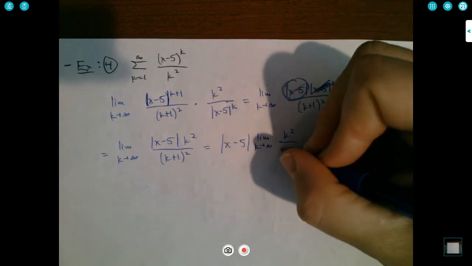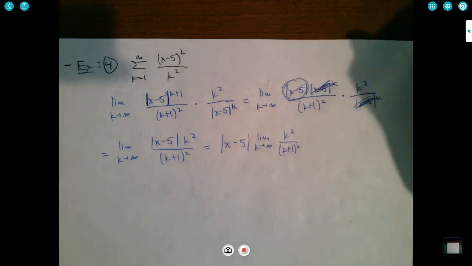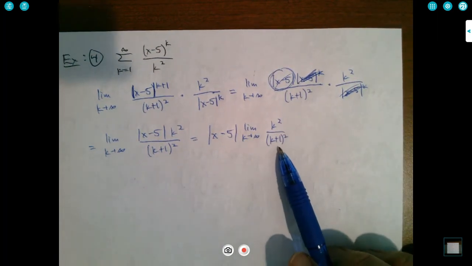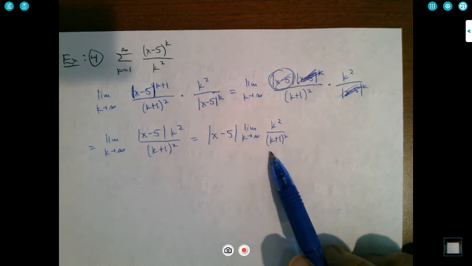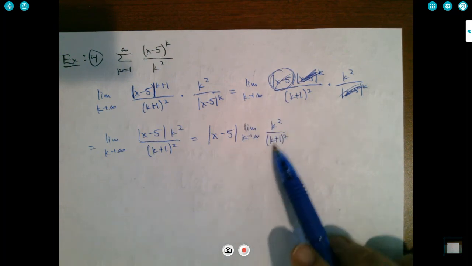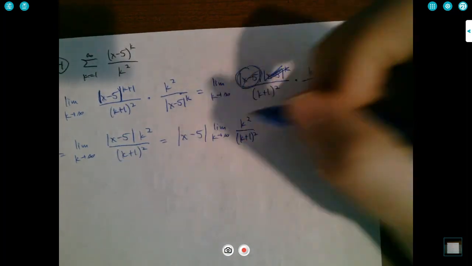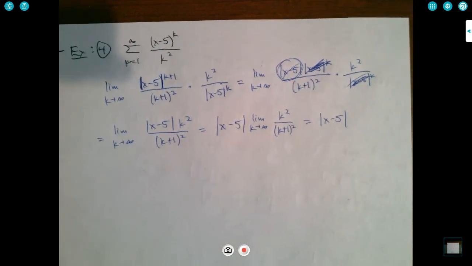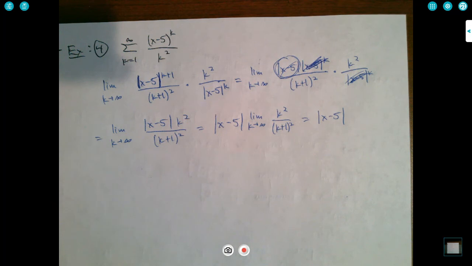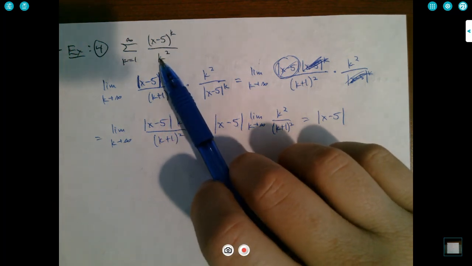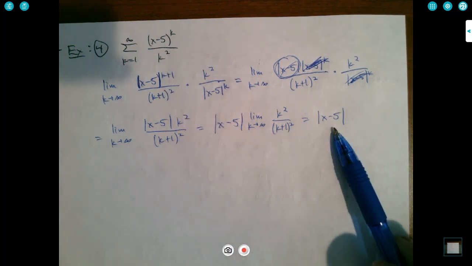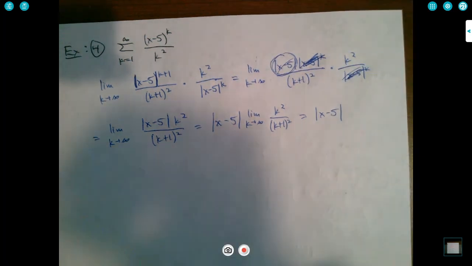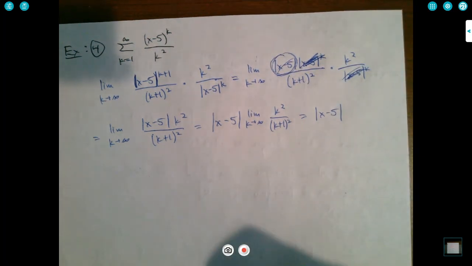K squared over (k plus 1) squared. Well, you've got a polynomial over a polynomial. The limit as k goes to infinity is going to be the ratio of the leading coefficients, which is going to be 1 over 1. So this thing goes to 1, times the absolute value of x minus 5. So you get the absolute value of x minus 5. This is going to converge as long as this is less than 1. It's going to converge absolutely.